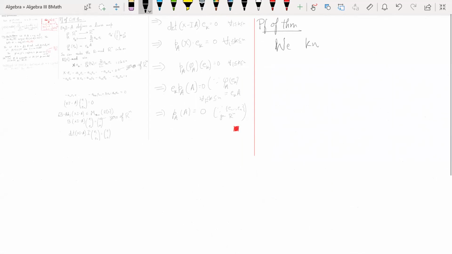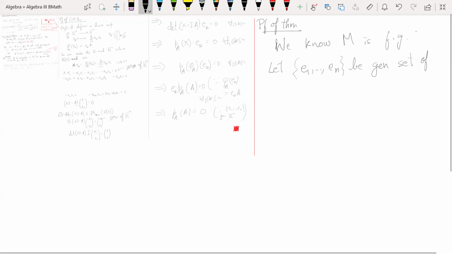We know that M is finitely generated. This generating set of M will replace e_1 to e_n. We haven't really used the fact that the e_i are a basis; we only use the fact that the e_i generate. That is what we need essentially. So, borrowing notation from here, let e_1 to e_n be a generating set of M. We know that M is a finitely generated R-module.